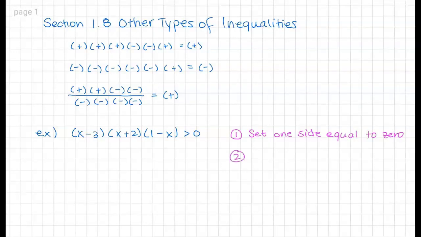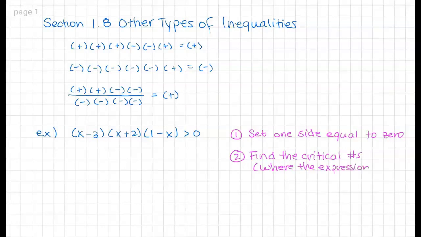So then the next step is to find the critical numbers. And the critical numbers are where the expression is 0 or undefined. So looking at the left side, looking at this expression right here, it's never going to be undefined, so we don't have to worry about that. If we had fractions, we should worry about that. But we're okay here. So it's really going to be about where it equals 0.